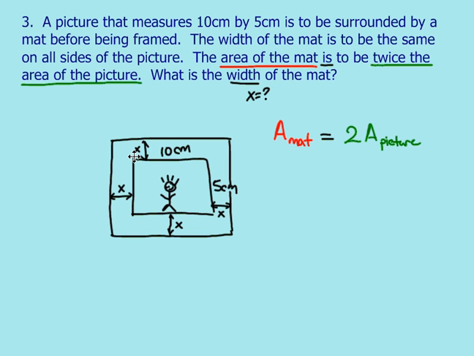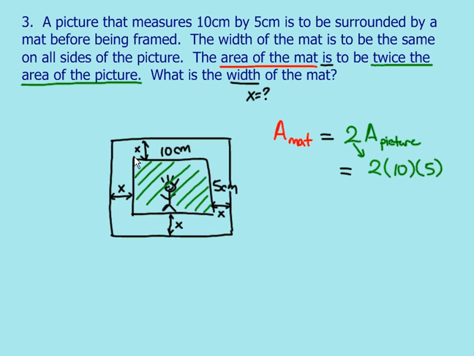Okay, so let's start creating our equation. We already know what the area of the picture is. This area right here, isn't that just 10 times 5? So we have 10 times 5, that's the area of our picture. And I'm just going to transfer that 2 down in front. Equals area of the mat.